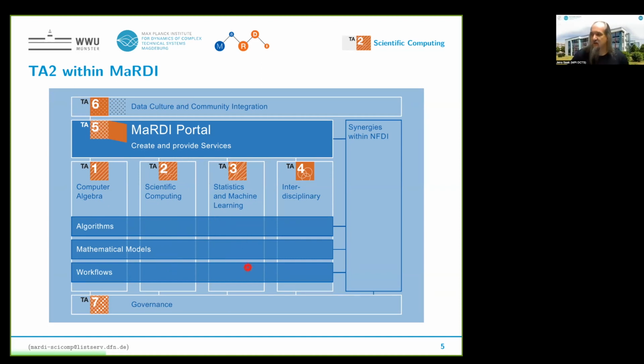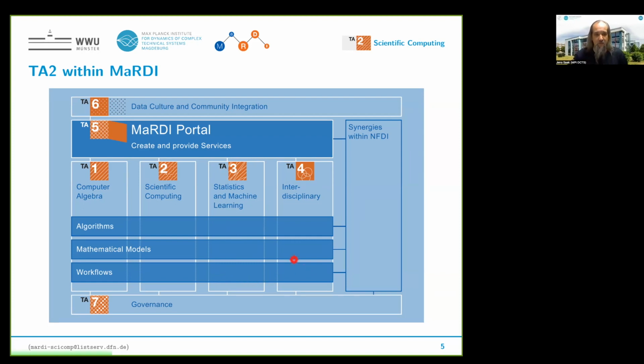Task area 3 adds uncertainty to the picture. So everything that is statistical methods, machine learning is covered by this task area. And then to complete the picture, in task area 4, the interplay with the other consortia is organized. So interdisciplinary mathematics, where essentially all the difficulties of all the 3 task areas before are combined in applications.